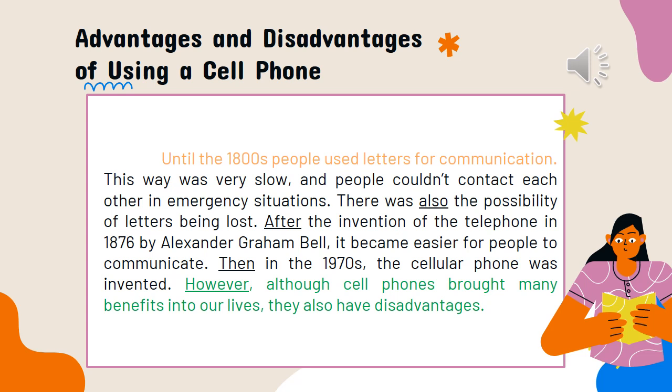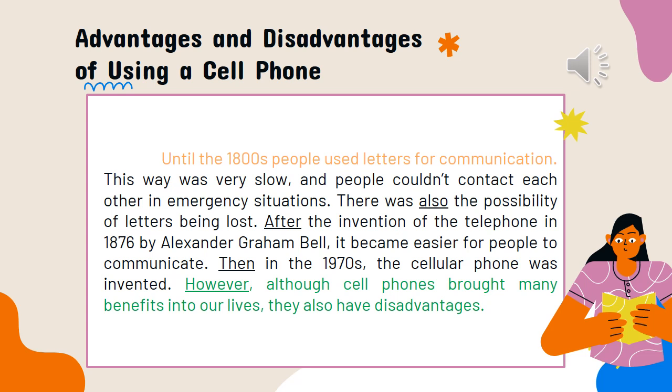And now we come to the thesis statement, which is colored in green. However, although cell phones brought many benefits into our lives, they also have disadvantages. So you can clearly see that in our thesis statement, we're telling the reader that in this essay we're going to talk about cell phones because it's a new invention after using letters. But that invention of cell phones brought many benefits, which means advantages, and on the other side there are disadvantages. Clearly this essay is going to talk about the advantages and disadvantages of the cell phone.